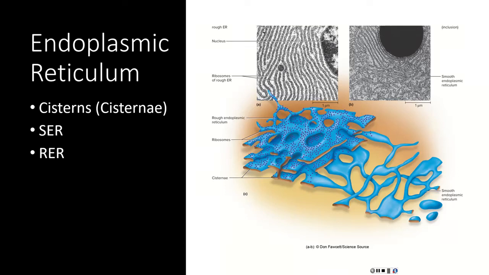talk about today. So, the rough endoplasmic reticulum is going to make proteins, or synthesize proteins, that are either going to leave the cell, that are going to become a part of the cell membrane, or that are going to become a part of a modified vesicle.